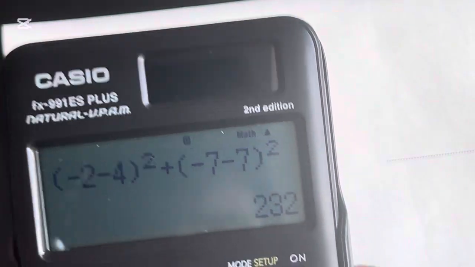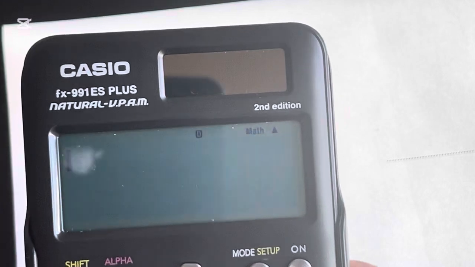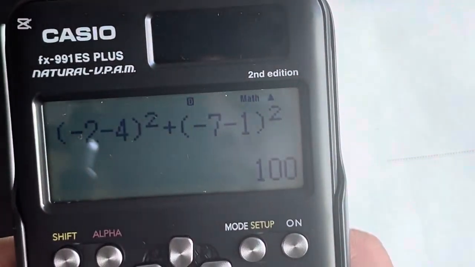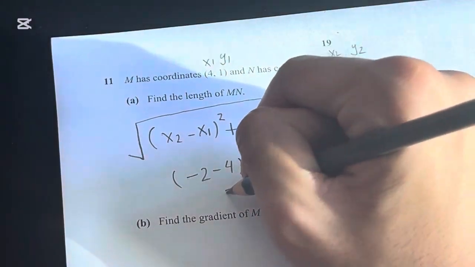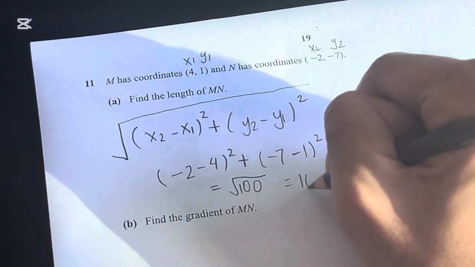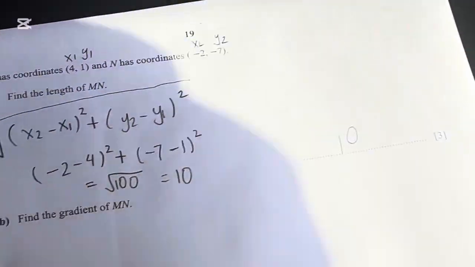And then we have, oh sorry, I think I made a mistake, give me a second. So -2 minus 4 whole squared plus -7 minus 1 whole squared. There we go. Now we have 100. So now we need to find the square root of 100, and that's going to be 10. So 10 is our length of MN.